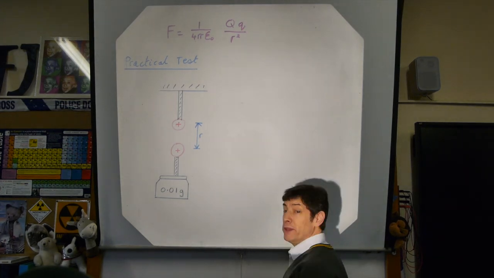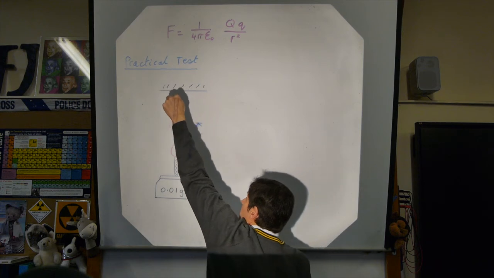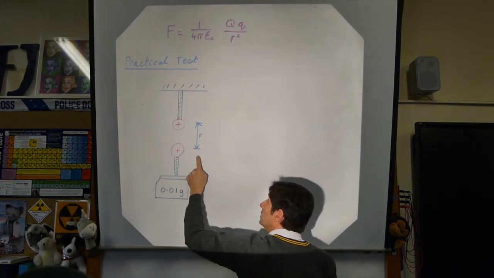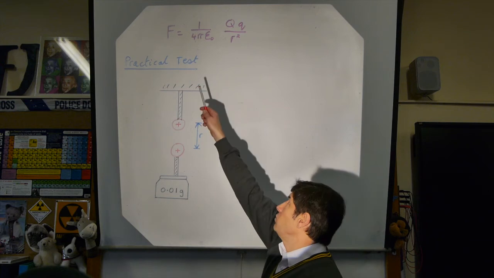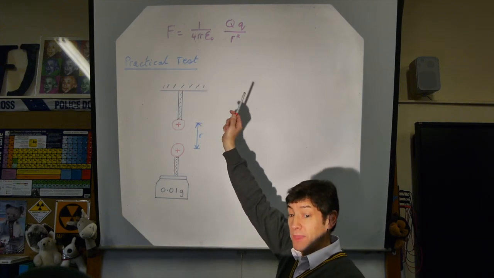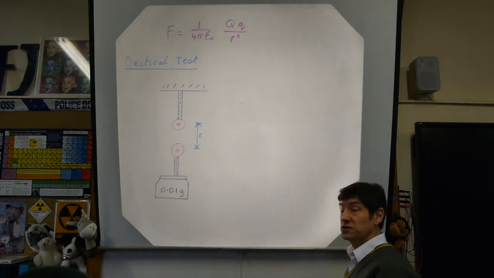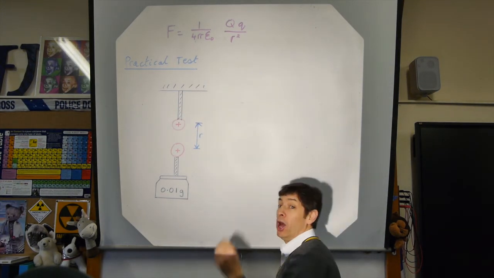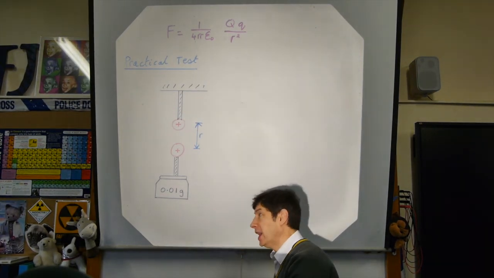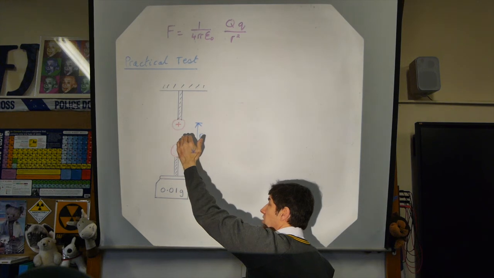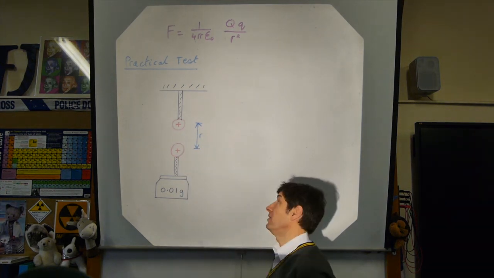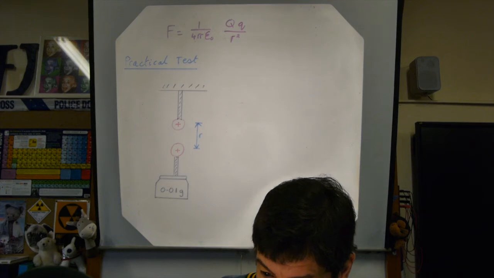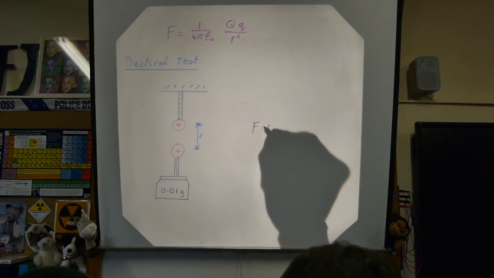What we can do is move the top one closer and closer, reduce the r, and see what happens to the force. And of course, you'll notice that the force will vary with 1 over r squared. So as we get closer and closer, the force will grow very quickly. So that looks at this part of the relationship.